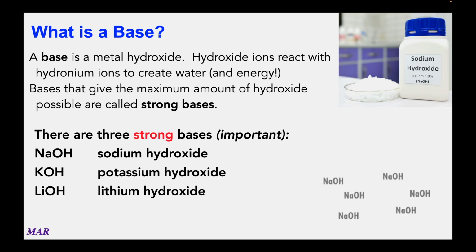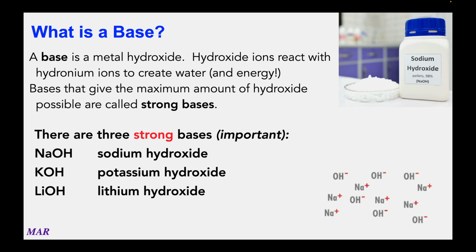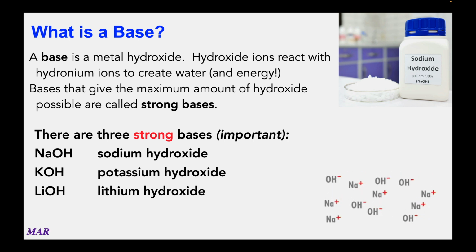NaOH, sodium hydroxide, is a strong base because it dissociates completely. In aqueous solution, it breaks into sodium cations and hydroxide anions. Acids are strong. Bases are strong as well, but for different reasons. So what is a base? A base is a metal hydroxide. You have to have a metal, and it's next to the polyatomic ion hydroxide, which is OH minus.